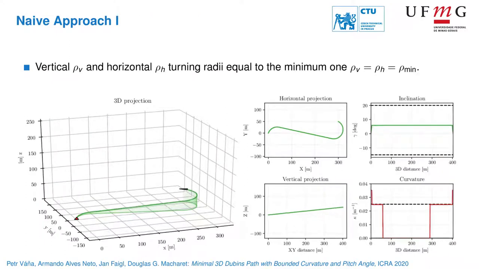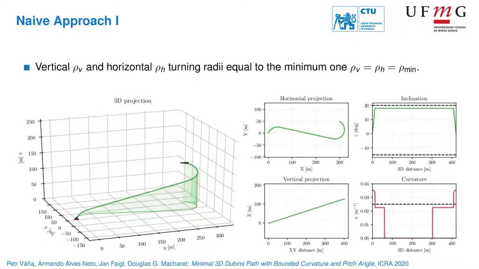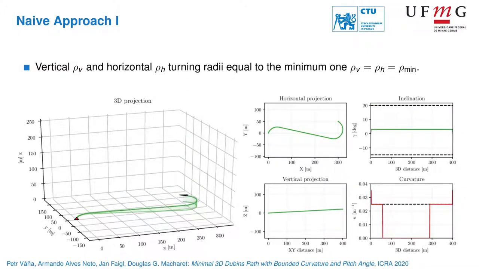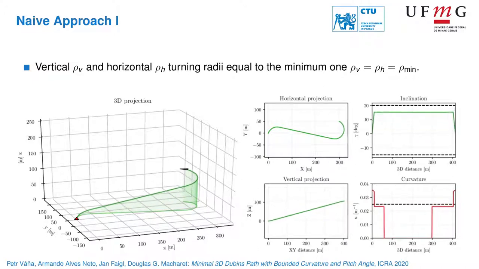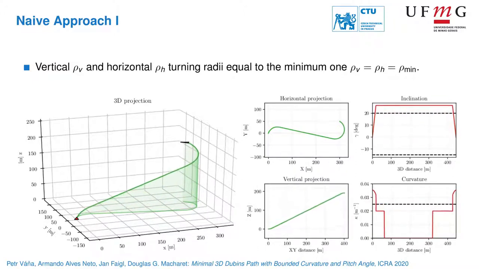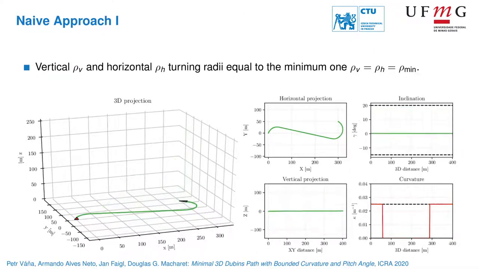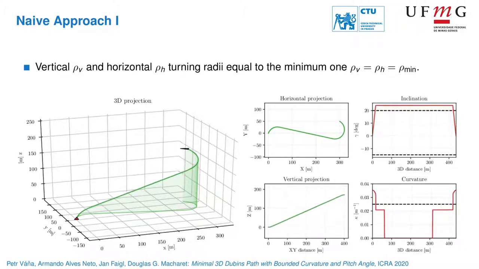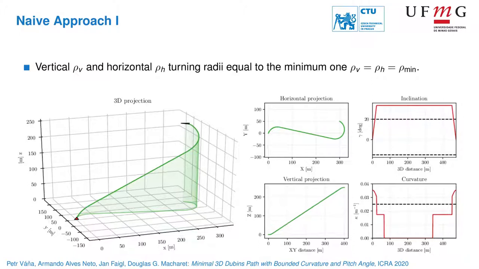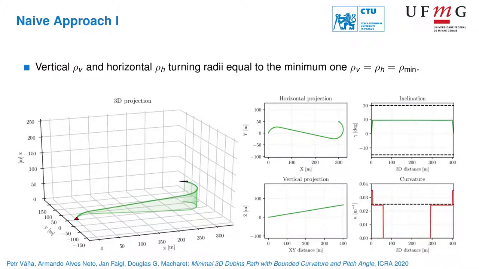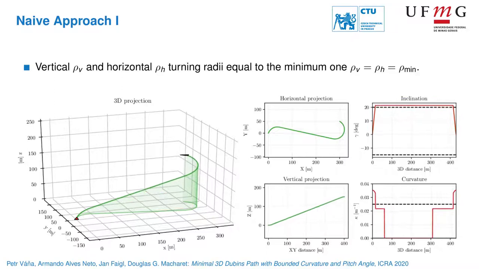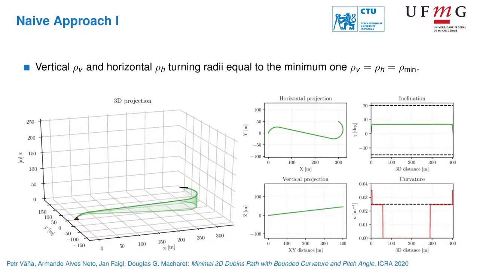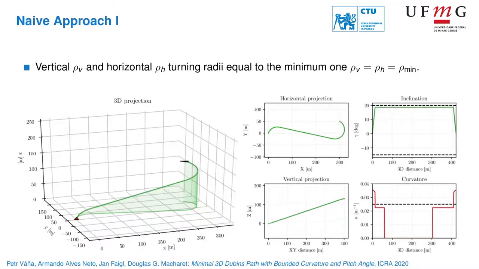We can demonstrate the proposed idea in the following animation. First, we show the case when the minimum turning radius is applied for both horizontal and vertical parts. The horizontal part is computed first as a Dubins path in 2D. Further, the length of the horizontal part is used and the vertical profile is computed also as a 2D Dubins path. However, for the vertical profile, we need to check the pitch angle of the straight segment to be within the given interval.